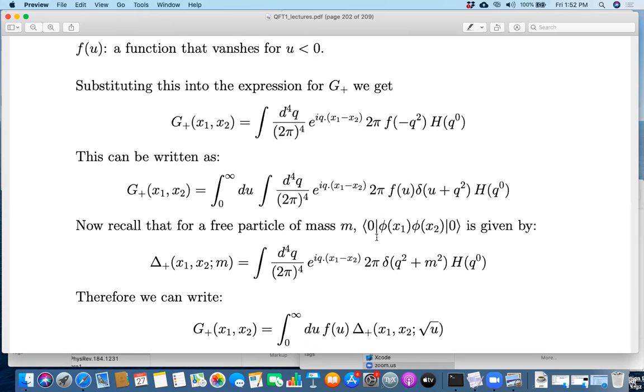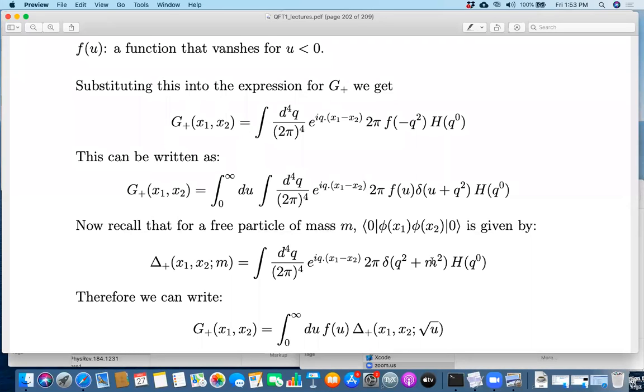And now let's compare this with this. So what we see is that this f of u, of course, can be taken out, because this doesn't depend on q. You can write an integral du f u, and the rest of the integrals are the same. The only difference is that the u is replaced by m square here.